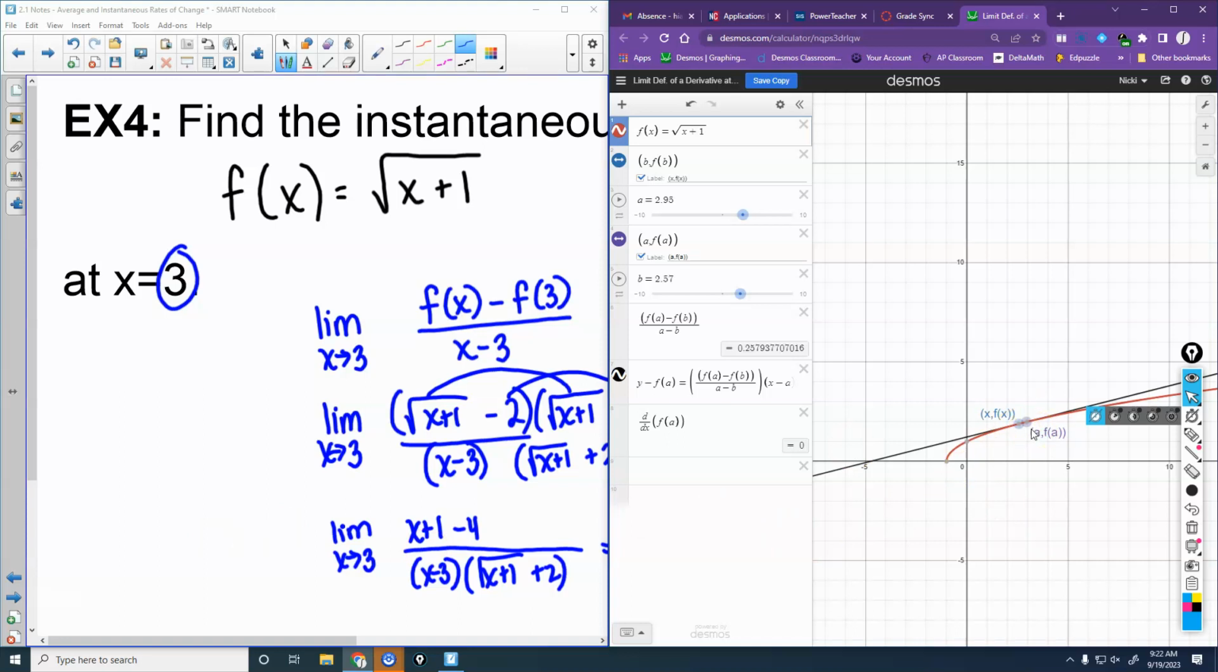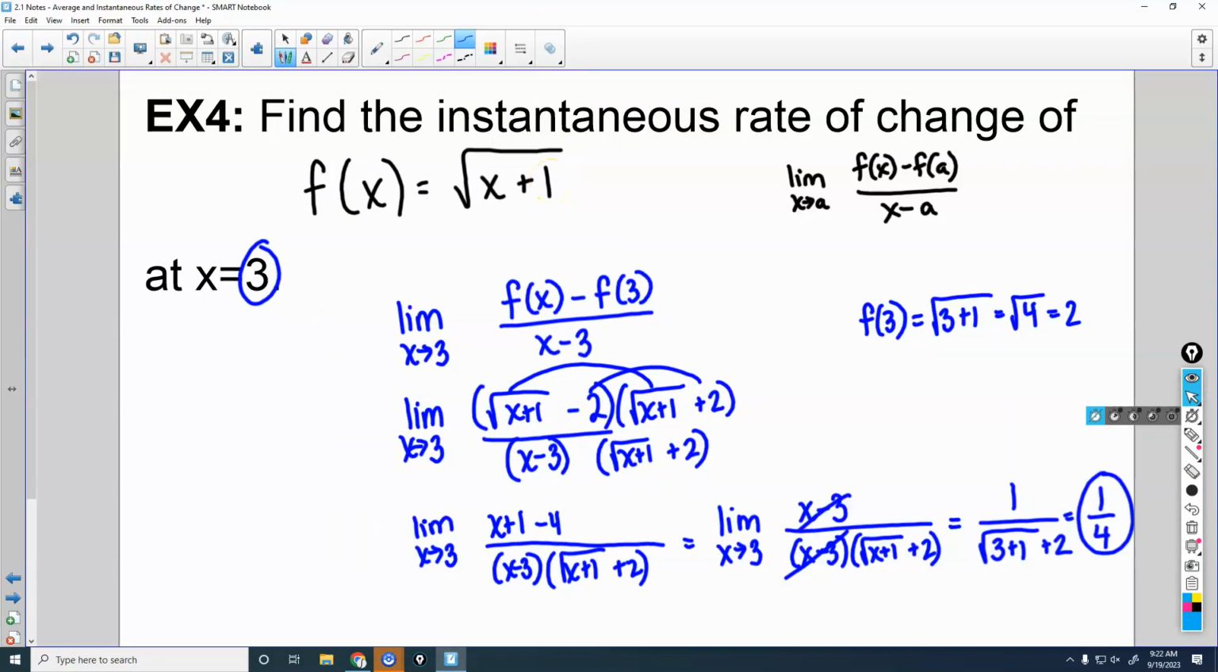Okay. And this is not an estimate. The graph is an estimate, but this is 100%. Definitely is 1/4. Okay. Questions on that?